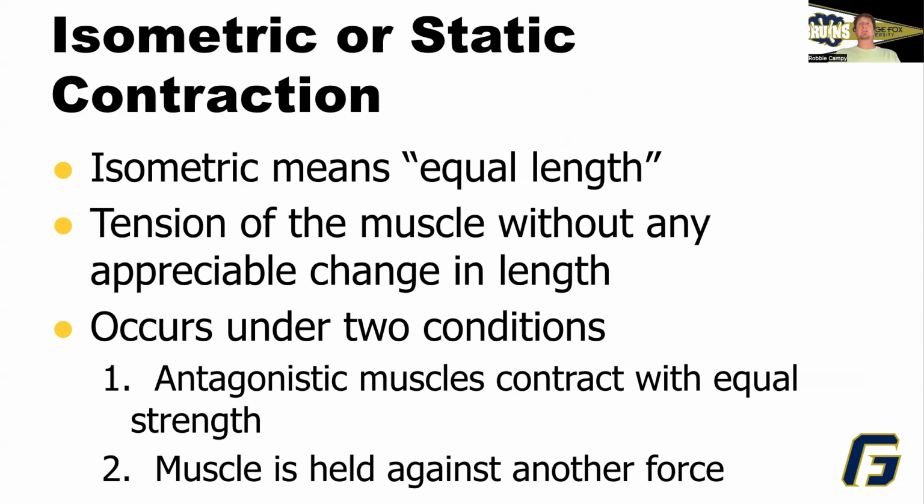We're developing lots of tension in the muscle, but nothing's really moving. The joint is not really moving, and the length of the muscle is not really changing. So that's considered an isometric contraction. So you have your concentric contraction, your eccentric contraction, and your isometric contraction. We've also talked about the idea of an agonist, an antagonist, and a synergist.